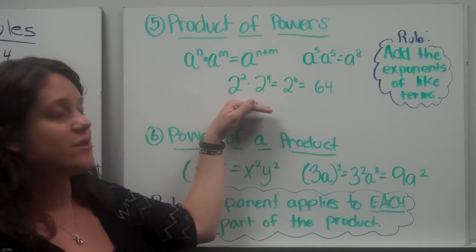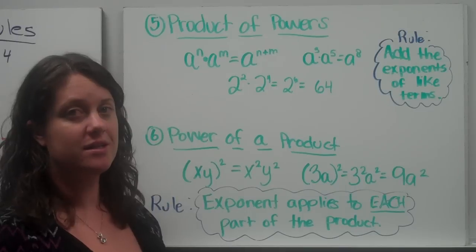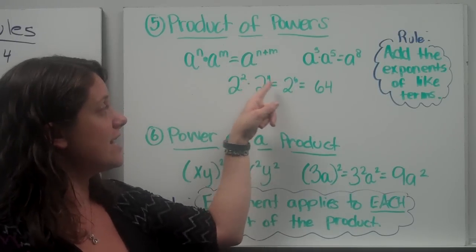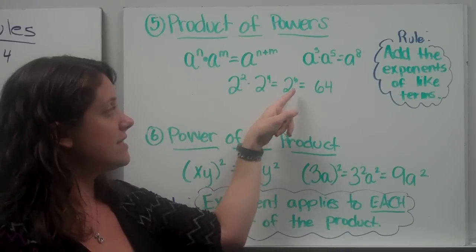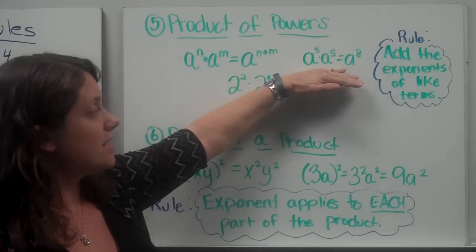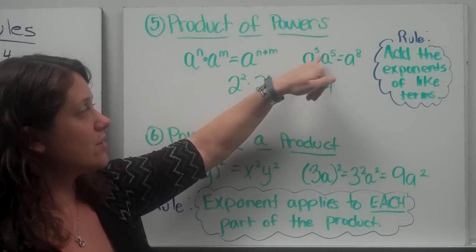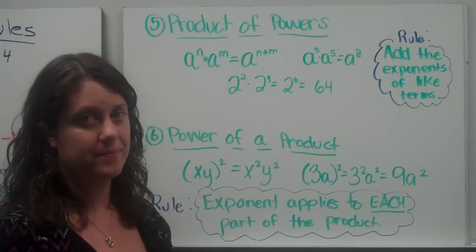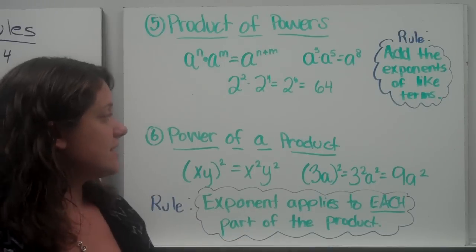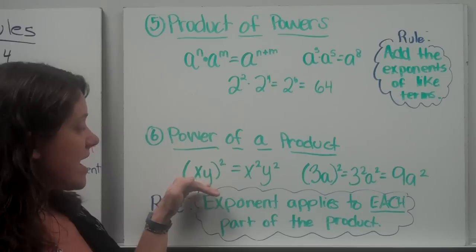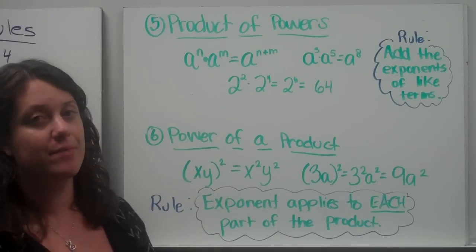If you look at that in terms of numbers, 2 squared times 2 to the 4th would be 2 to the 6th because I go ahead and add those. And then I can simplify it more. 2 to the 6th is 64. Again, in algebraic terms, a to the 3rd times a to the 5th, I add them and I get a to the 8th. Okay, rule number 6, power of a product. So with the power of a product, I have xy raised to the 2nd power.